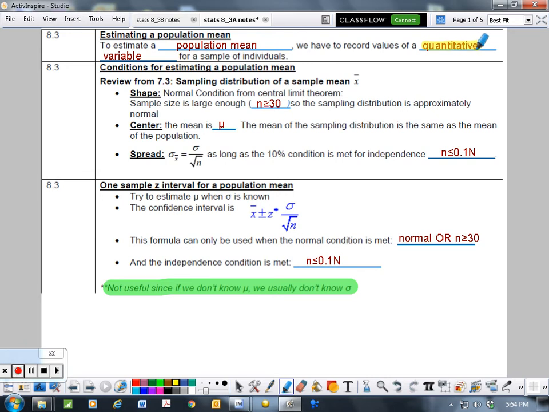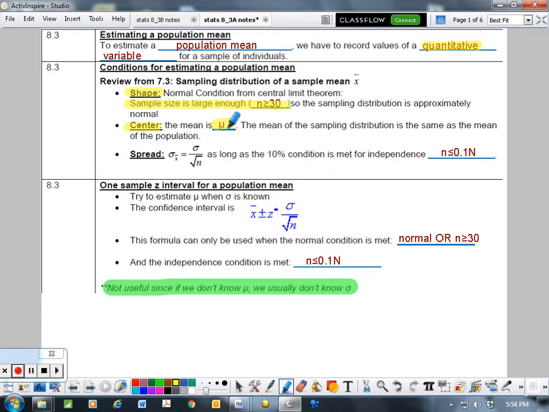So just to remind you of what we talked about from chapter 3, the shape of our sampling distribution, we have the normal condition from the central limit theorem. Either our original sample is normal, which means our sampling distribution is normal, or our sample size is large enough, meaning greater than or equal to 30, so then the sampling distribution is approximately normal. We also have that the center of our sampling distribution, the mean of the sampling distribution, should be the same as the mean of the population.